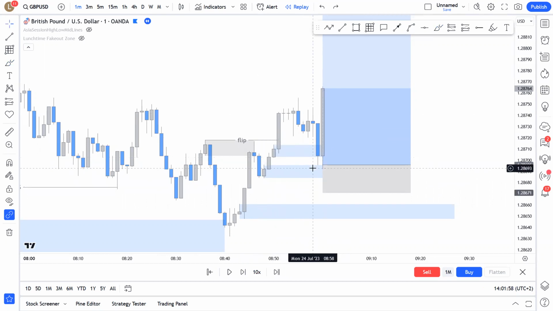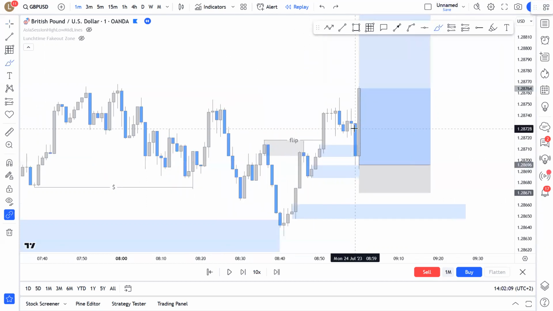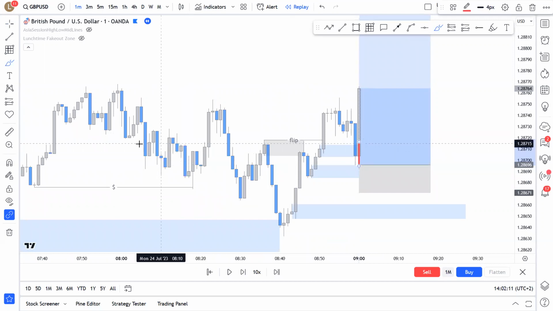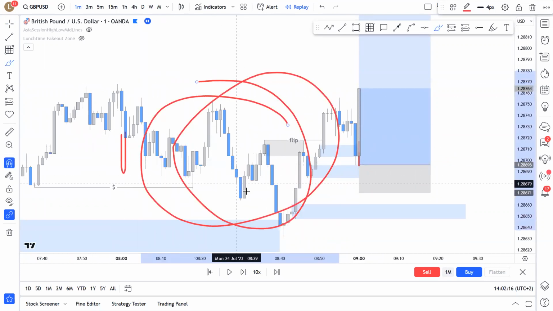The reason we can trust these zones, the Frankfurt areas, is that they are the ones created in the 1 hour time window before London session open. So every single zone that has been created from this candle back to this candle is a Frankfurt zone. So all of these zones are Frankfurt areas.